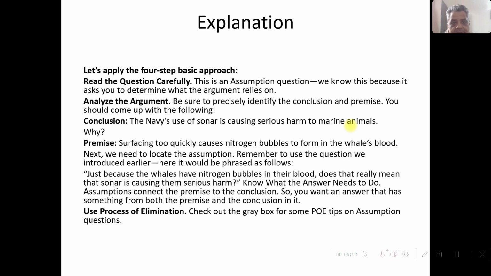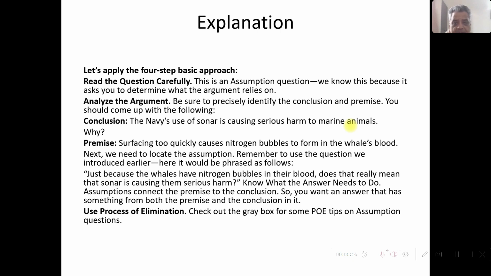Next, we need to locate the assumption. Remember to use the question we introduced earlier. Here it would be phrased as follows: just because the whales have nitrogen bubbles in their blood, does it really mean that sonar is causing them serious harm? Know what the answer needs to do.